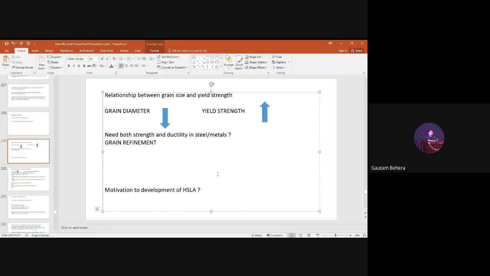Then the motivation for the development of high strength low alloy steel. So we have a particular kind of steel called HSLA, which denotes high strength low alloy. So it clearly says that the concentration of alloying element will be very low, right? So can anybody think of this? If we have a minimum alloying content, or the weight percentage of alloying element is very low, what advantage will we get in the steel? Which kind of property is important here?